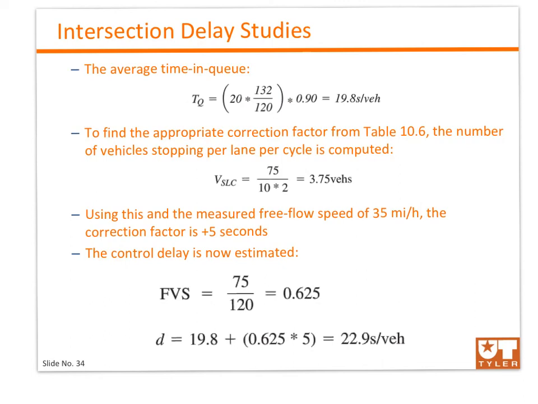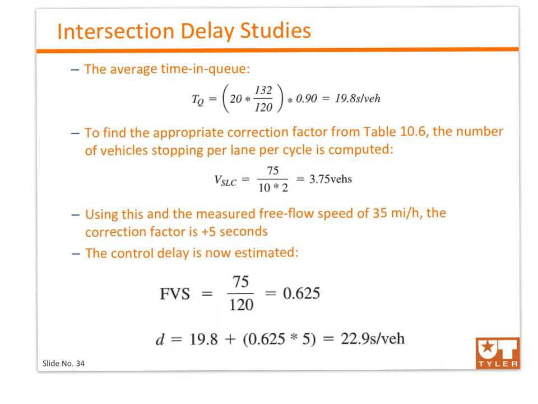And that's why sometimes the number of vehicles arriving can be lower than VQI, which is the sum of all the vehicles in the queue counts, times 0.9, which is the correction factor. So this is the first thing that we need to calculate towards getting to D, the delay. TQ is 19.8 seconds per vehicle.